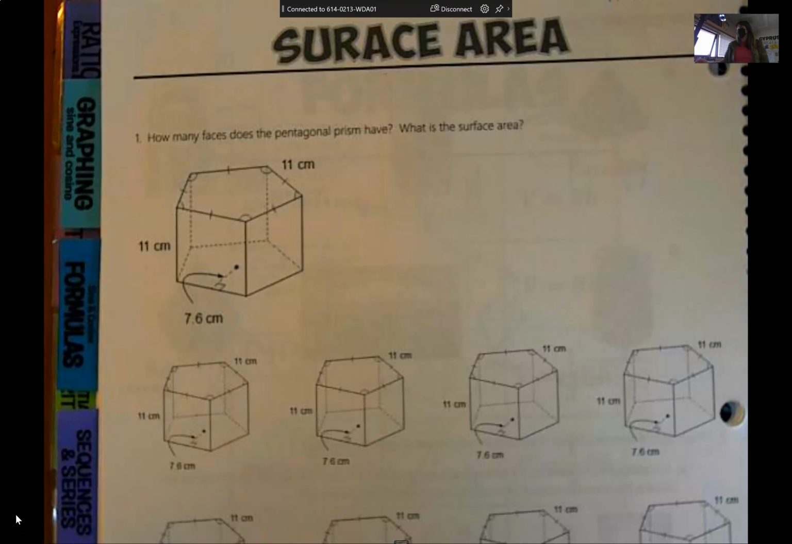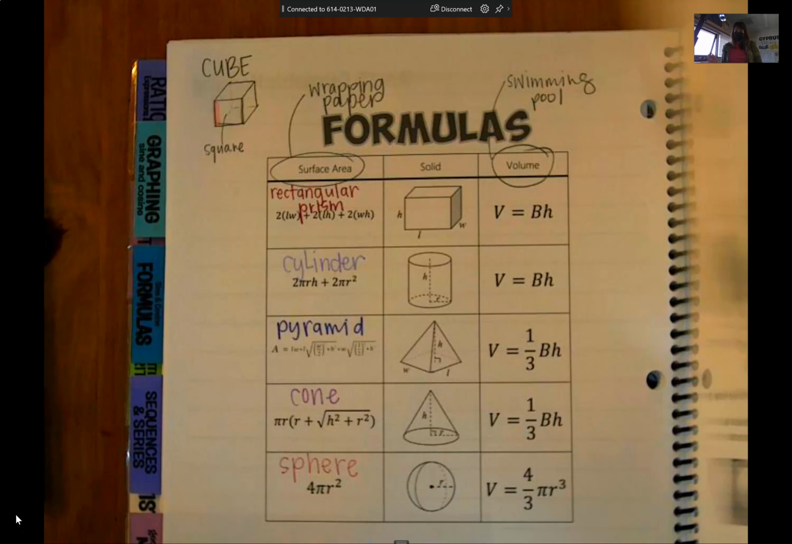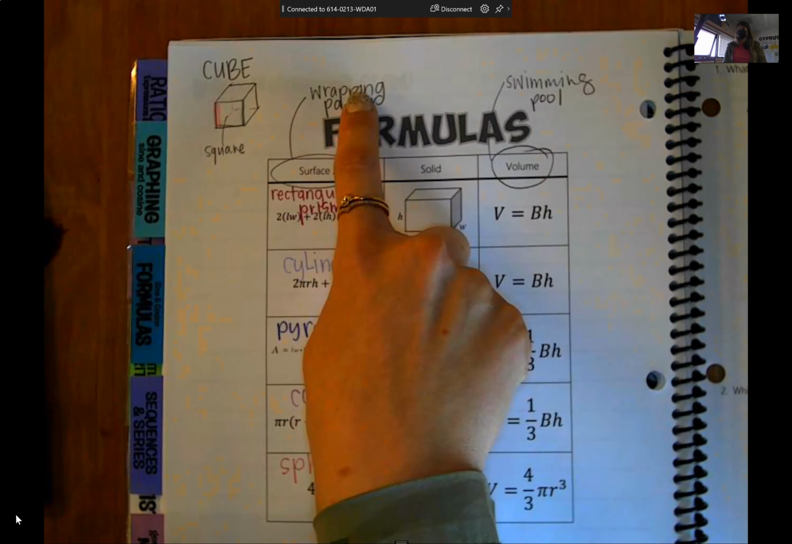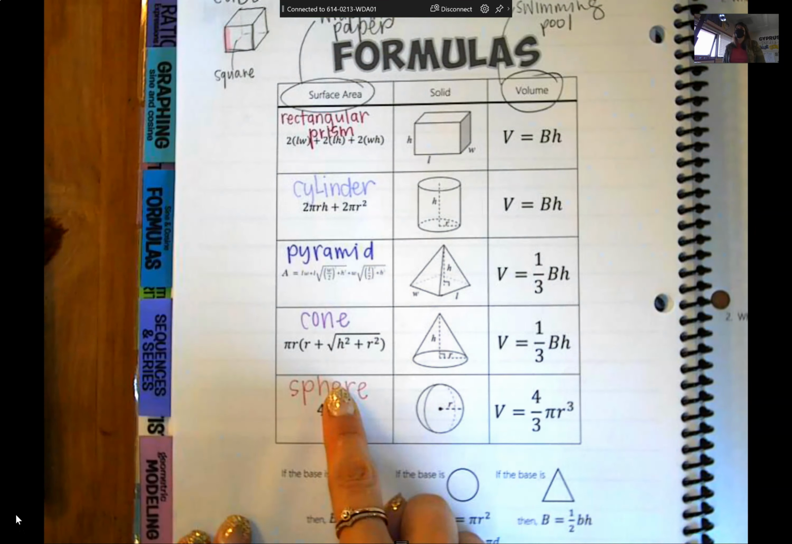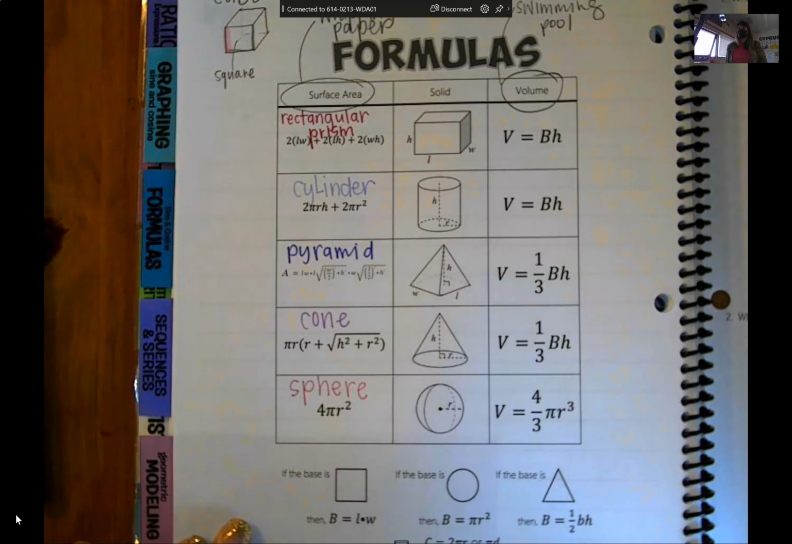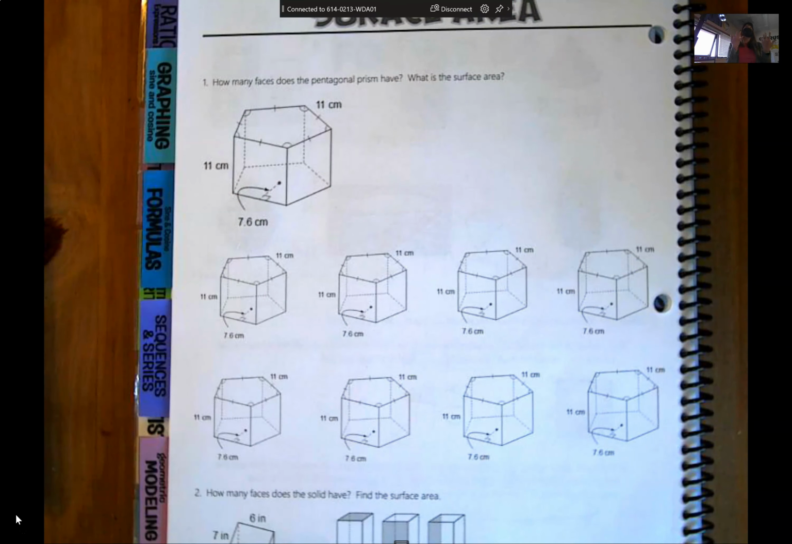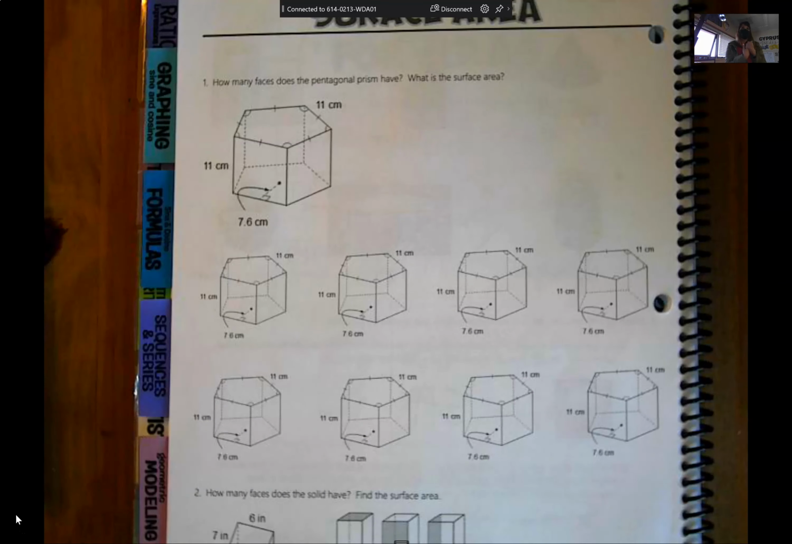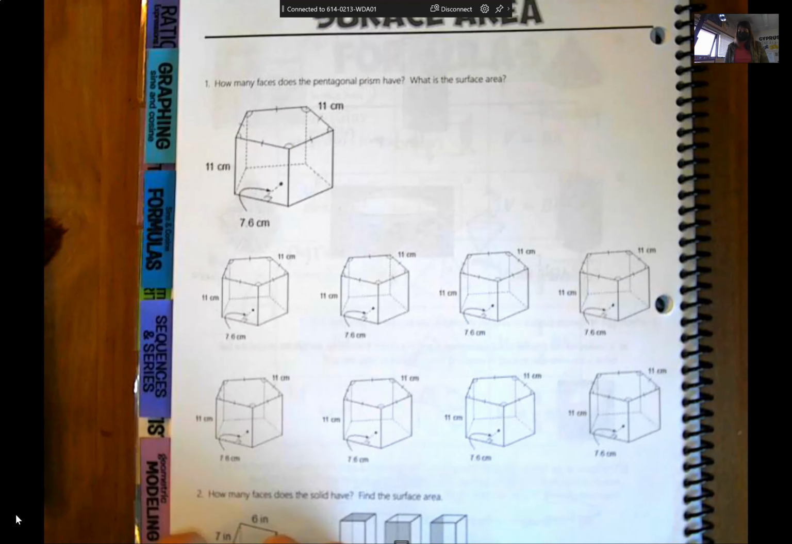So we are going to find the surface area of a bunch of shapes. Remember, surface area is wrapping paper. We've got a bunch of formulas down here, but it's actually easier in most cases to not use a formula and to use the area of a shape's face. So what does it mean for a shape to have a face? Well, I think we're supposed to write down what a face is there.